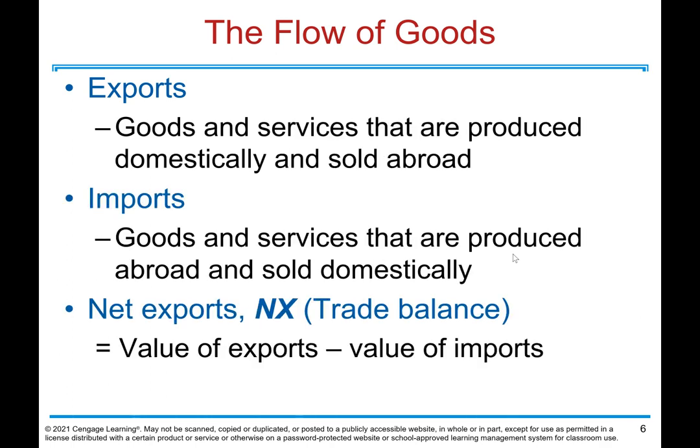Let's look at the flow of goods. Start with defining exports. Exports are goods and services that are produced domestically and sold abroad. Imports are goods and services that are produced abroad and sold domestically. Net exports, or NX, or trade balance, is equal to the value of exports minus value of imports.